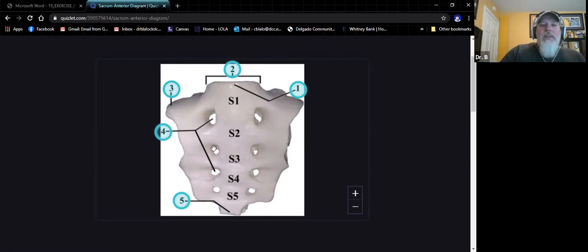We have openings here. These are the sacral foramen. And then right here on the front of the sacral base is the sacral promontory. And these little wings that we see out here on the sacrum are the sacral ala.